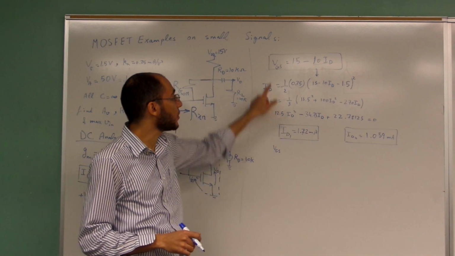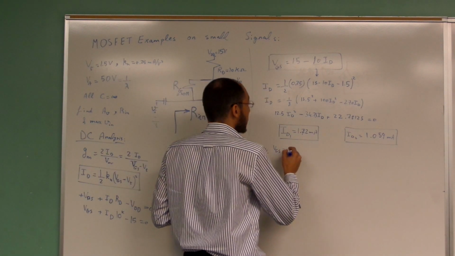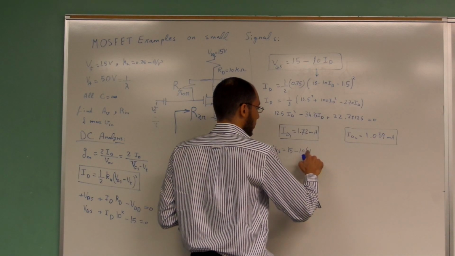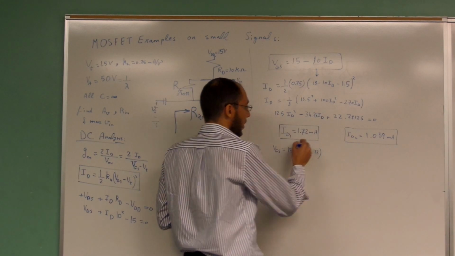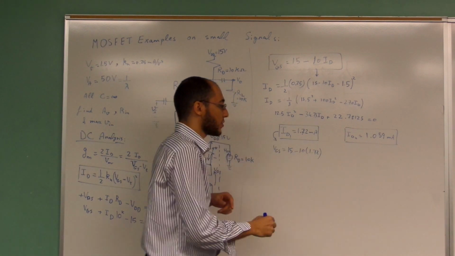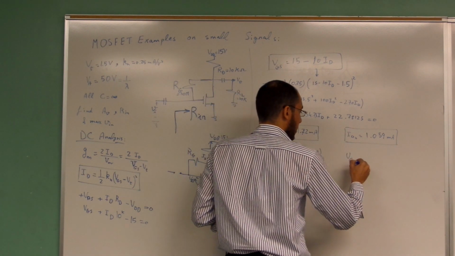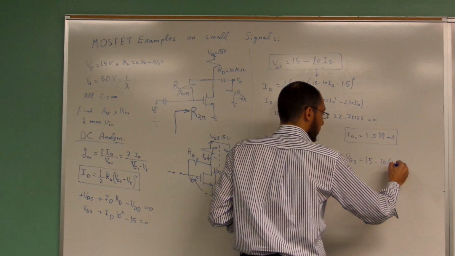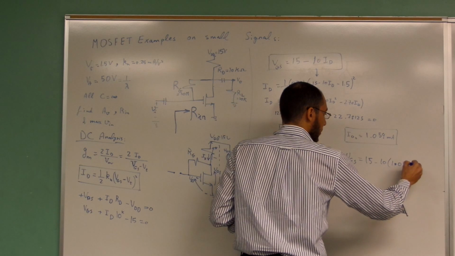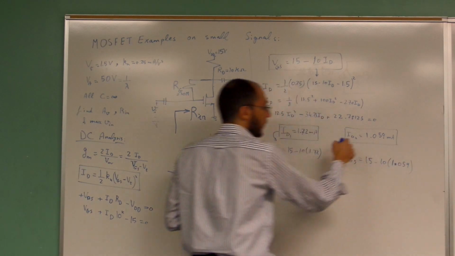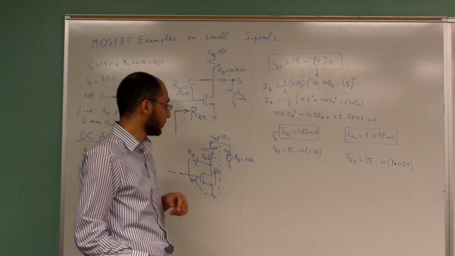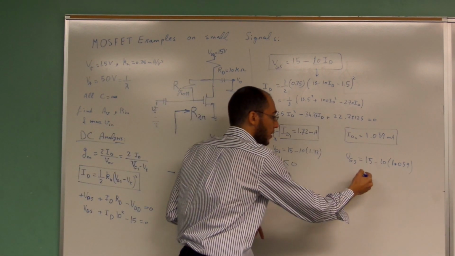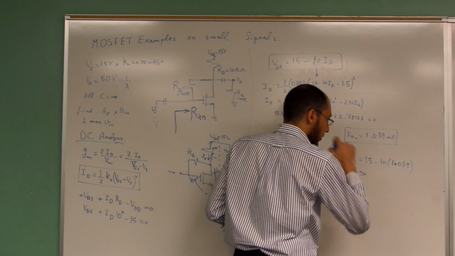And the key is to look at the value of VGS. VGS equals 15 minus 10 times 1.72 if ID1 was correct. And VGS is going to be 15 minus 10 times 1.059 if ID2 was correct. Okay?